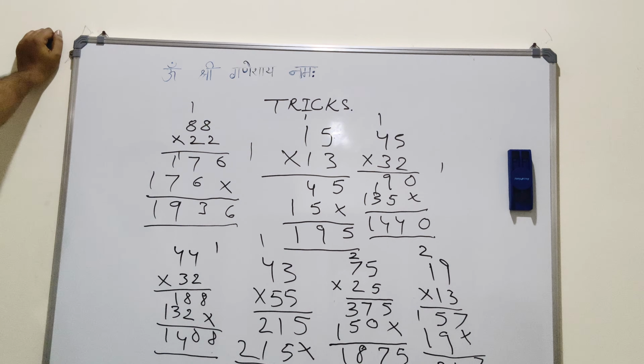So this is the multiplication of 2-digit number with 2-digit number.